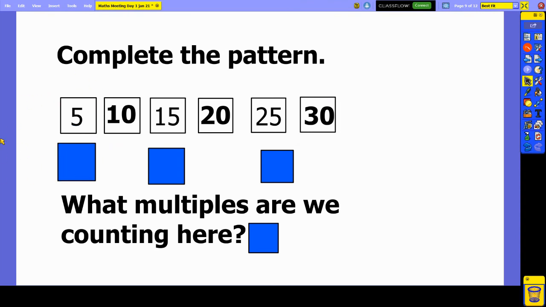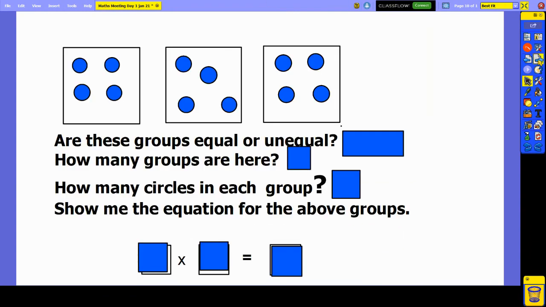Let's double check what we're counting in to make sure we're getting the correct multiples. We're counting in 5, 10, 15, 20, 25, 30. So the multiples that we're counting in here, correct. They are 5. Wonderful work.